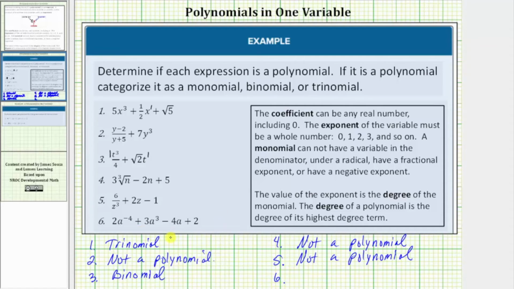Now looking at number 6, notice how the first term has a negative exponent on the variable a, which means this first term is not a monomial. A monomial cannot have a variable with a negative exponent, and therefore number 6 is also not a polynomial.